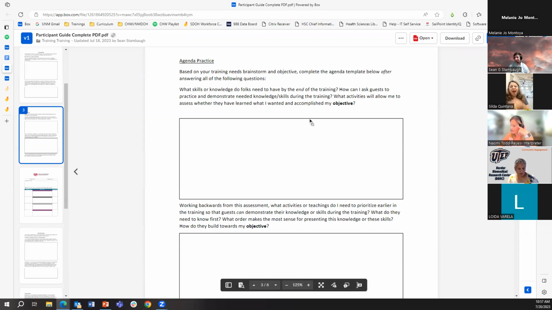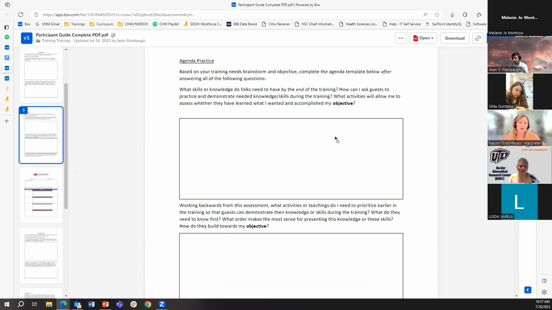And there are a couple of guiding questions to answer first before you actually create your agenda. These guiding questions should be based on the work you've already done, creating your objective and doing your brainstorm. And the questions I want you to spend a few minutes answering before we go on break right now are, what skills or knowledge do folks need to have by the end of the training? How can I ask guests to practice and demonstrate those skills and knowledge during the training?